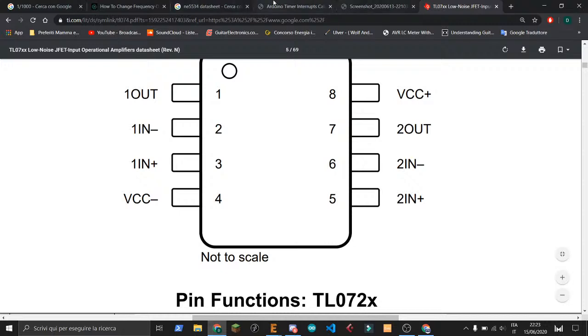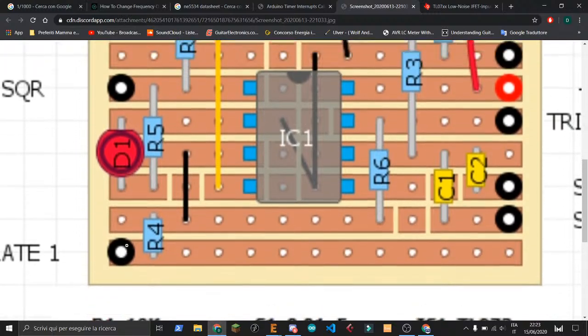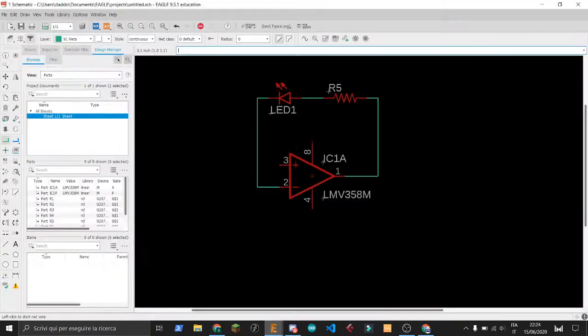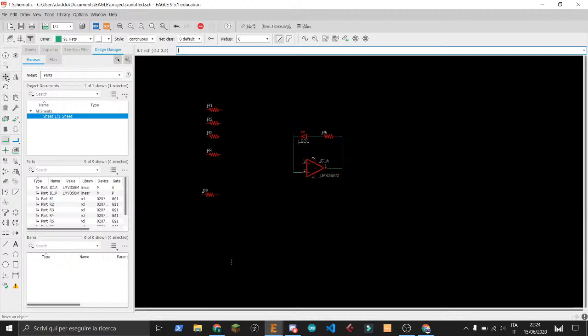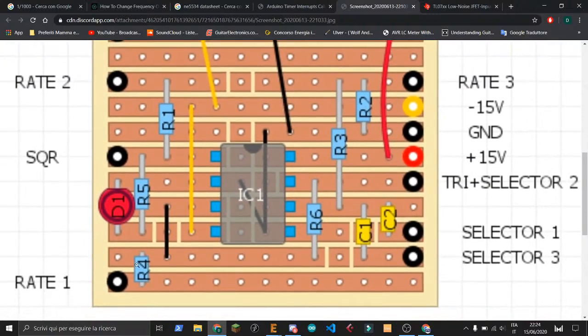So now we need to connect in plus. In plus is the non-inverting input of the first amplifier of 2, and it is connected to R4. R4, where is it, here, R4. And R4 is connected to rate 1. And we don't know what rate 1 is.